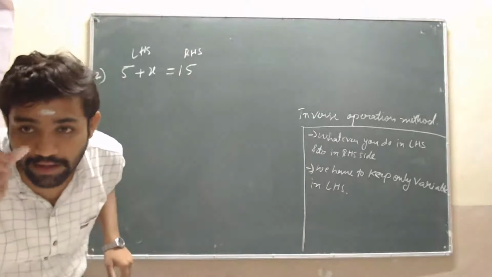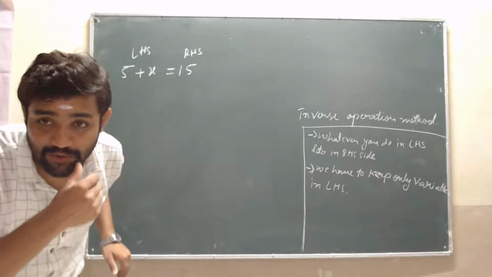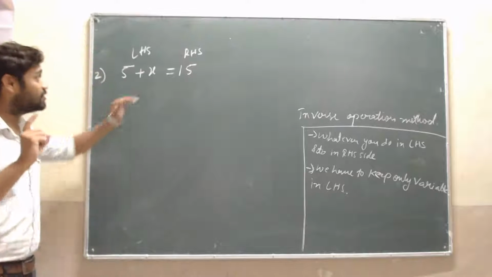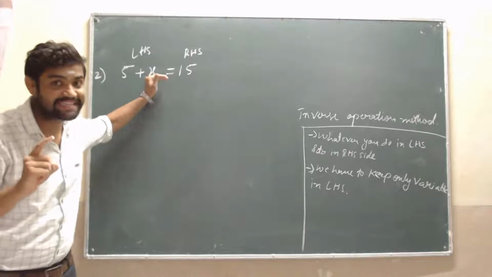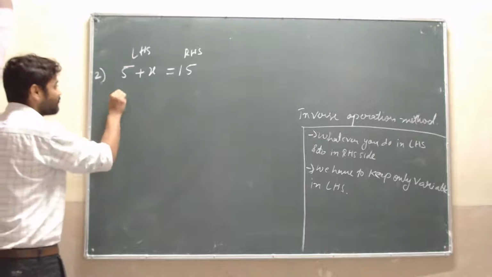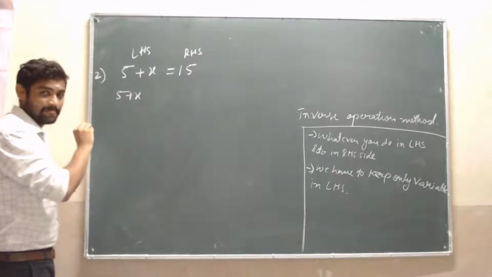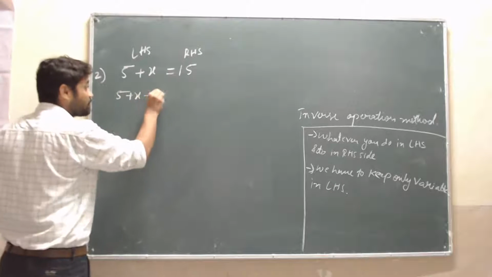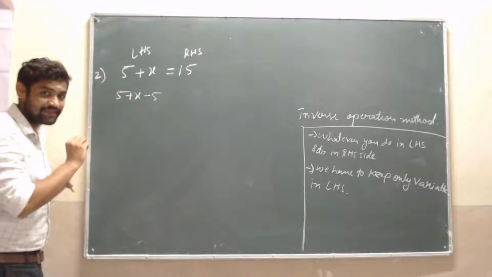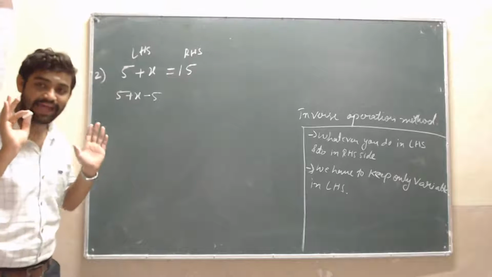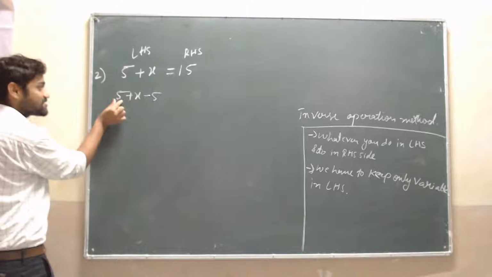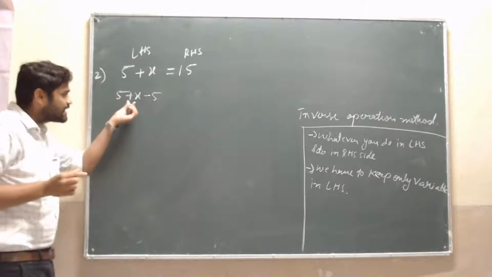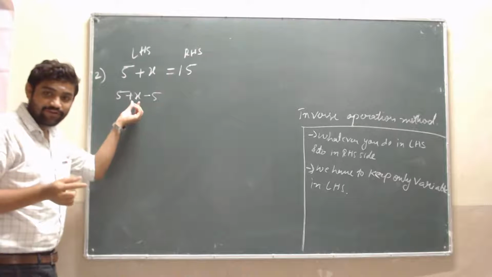Yes. Bharat, right, sure. Yes, very good. We have to minus 5 here. See here, 5 plus x is there. What we have to do? If we minus by 5, then we will get only x, that is variable. See here, plus 5 minus 5, then we will get x here. Very good.